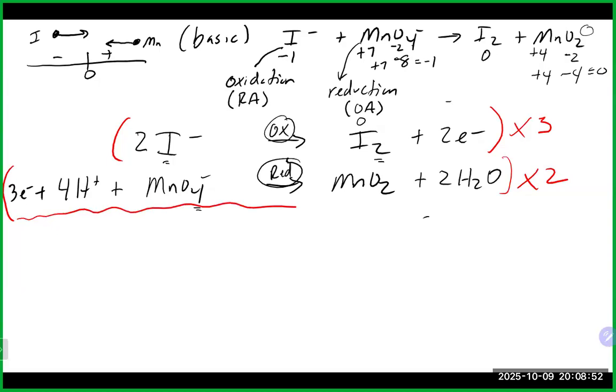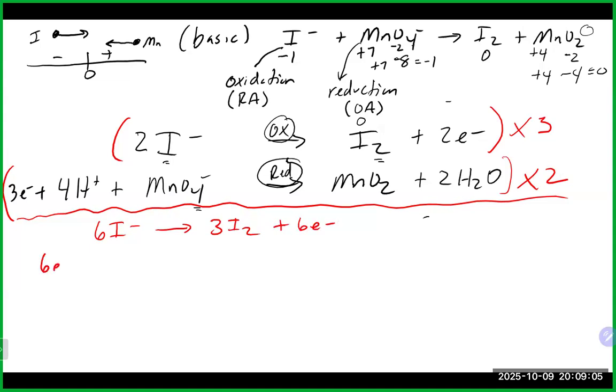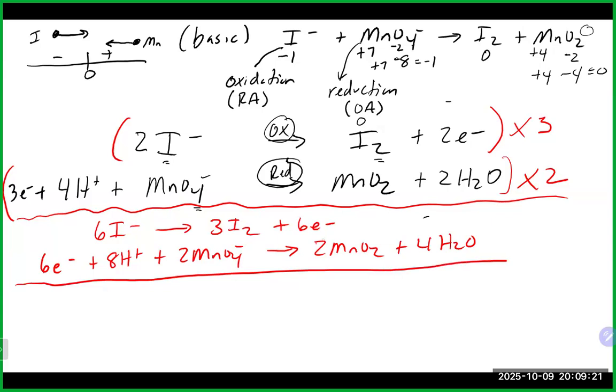We'll do a little squiggly line maybe. All right, so multiplying that 3 across gives me 6 I minuses, goes to 3 I2s and 6 electrons. Multiplying that 2 across gives me 6 electrons, 8 H pluses, 2 MnO4 minuses, and 2 MnO2 and 4 waters. And now we're ready to add these together.